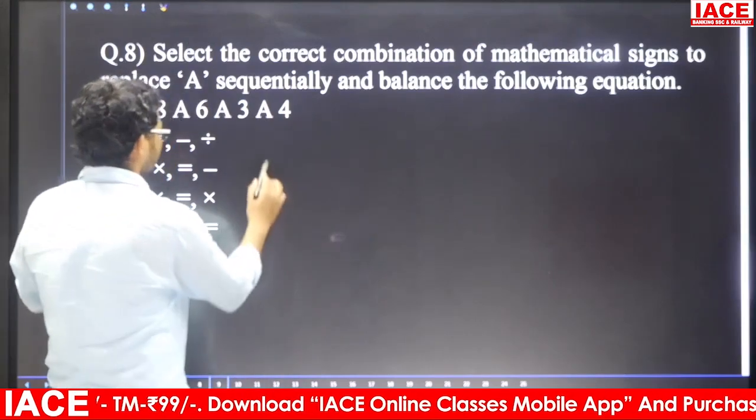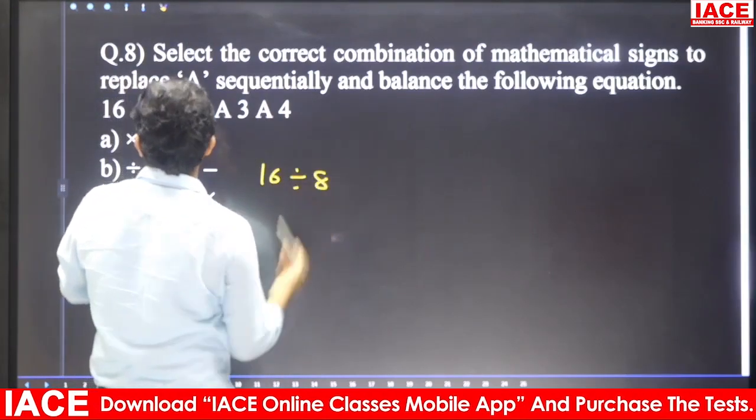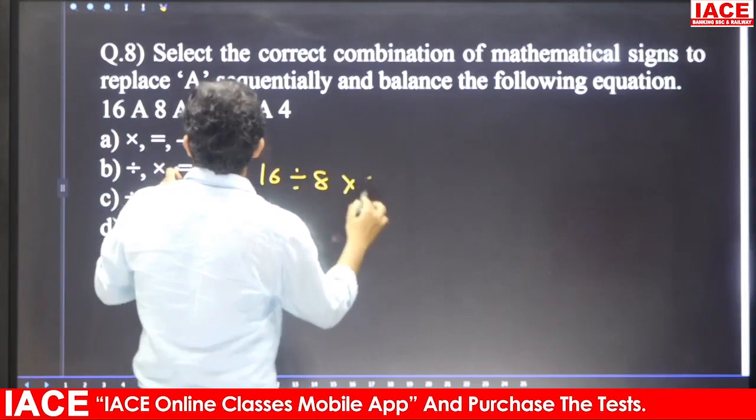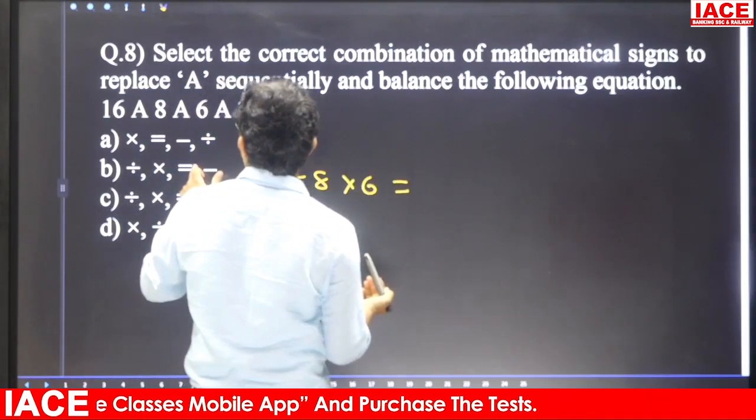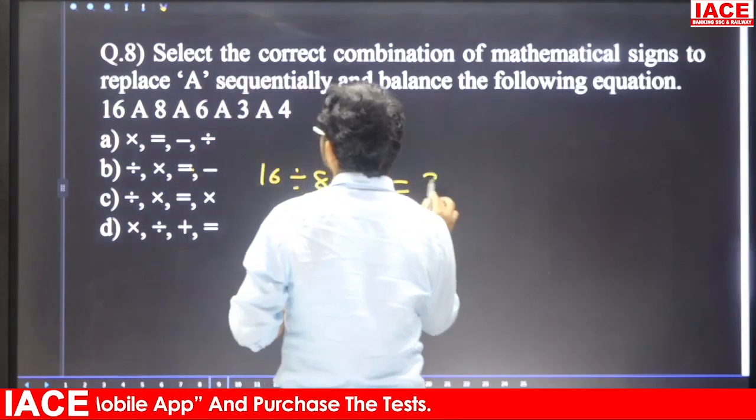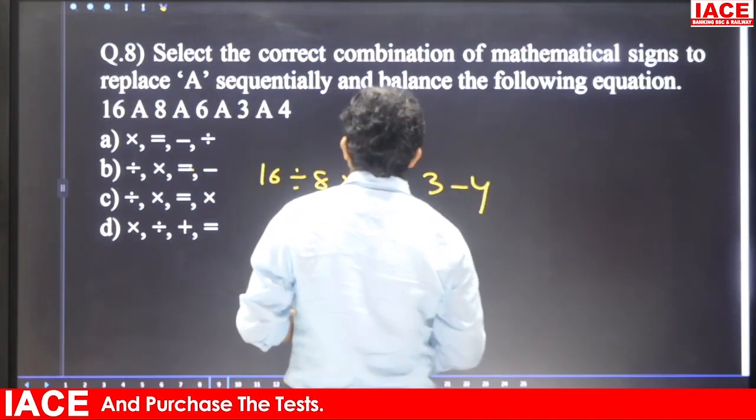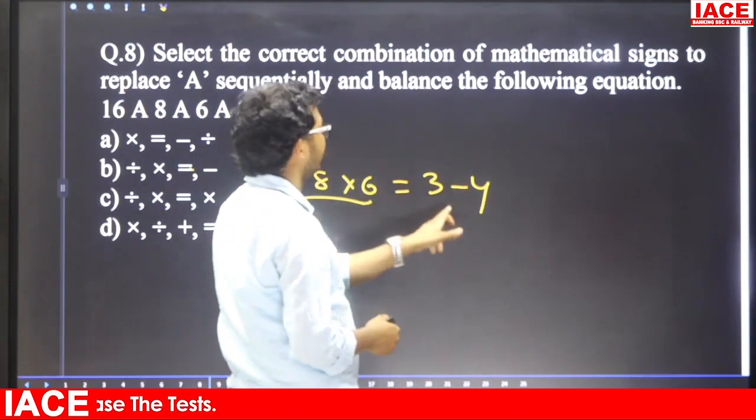Go for second option: 16 divided by 8, next one into 6 equal to, next one here 3 minus 4. Friends, here we are going to get a positive value, here a negative value, no chance.